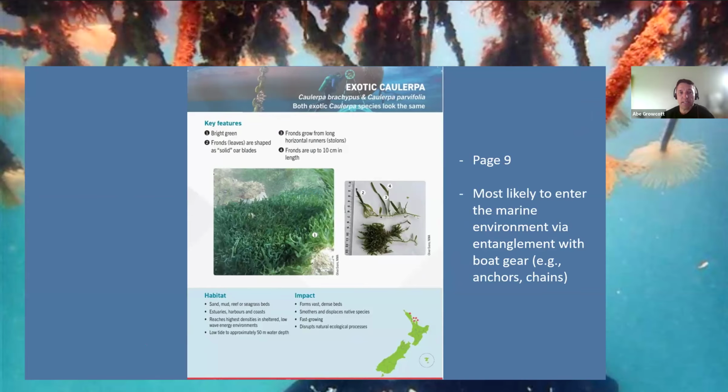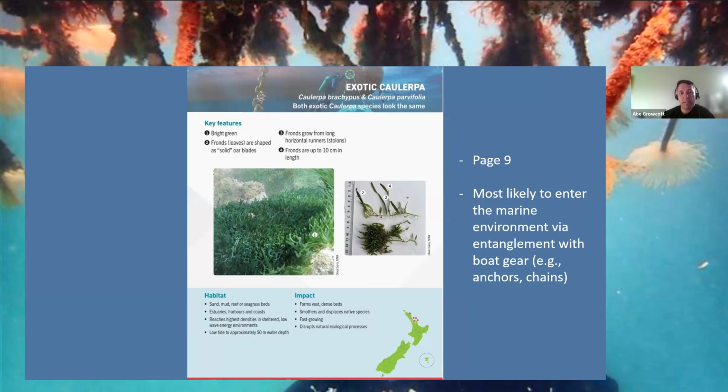So this is present in the Upper North Island on the east coast, from the Bay of Islands down to the Hauraki Gulf, and the tip of the Coromandel Peninsula. Exotic Caulerpa, we call it exotic Caulerpa because it's actually two species. They look exactly the same, so you can't look at exotic Caulerpa and say whether it's one species or the other. You have to use molecular testing to determine.